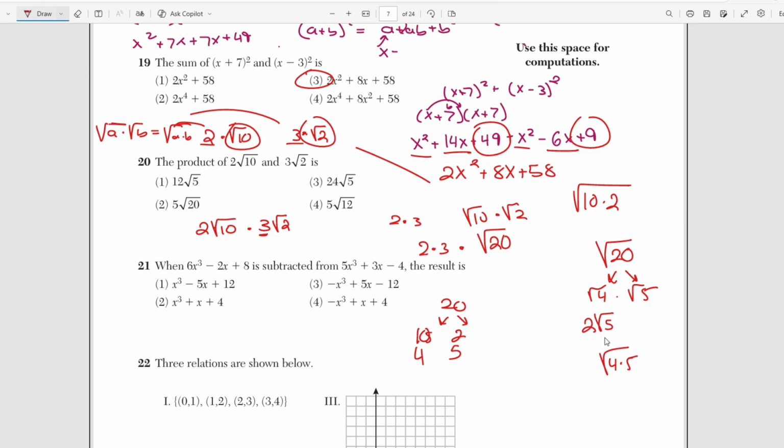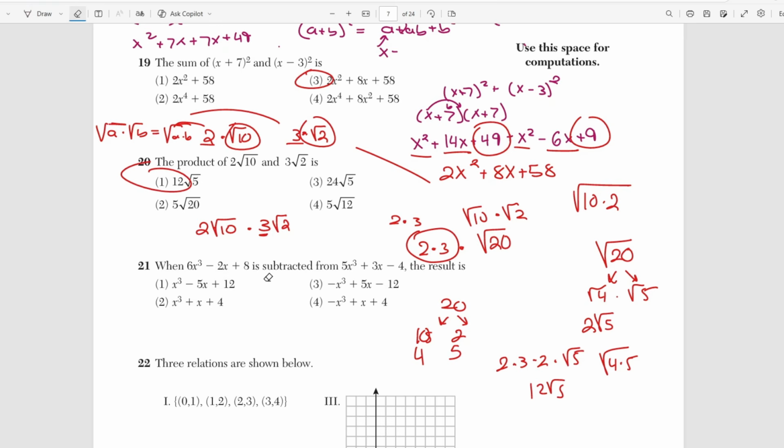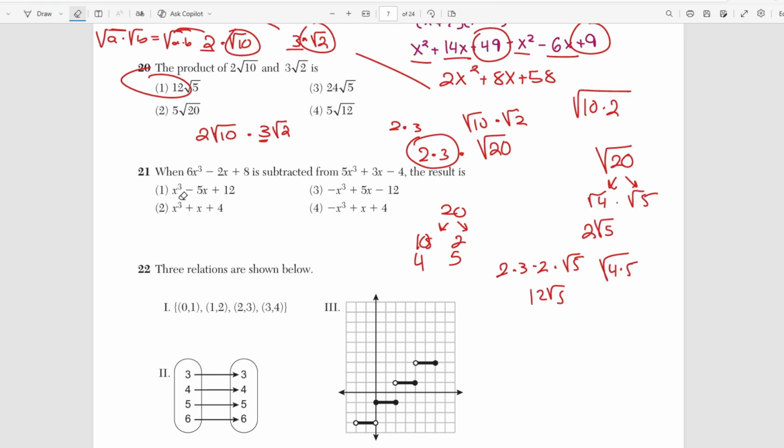So is that the answer? No, because you're forgetting about this 2 times 3 that we set aside. So now I have 2 times 3 times 2 times radical 5, okay? And that's going to line up with 12 rad 5, okay? Choice 1.